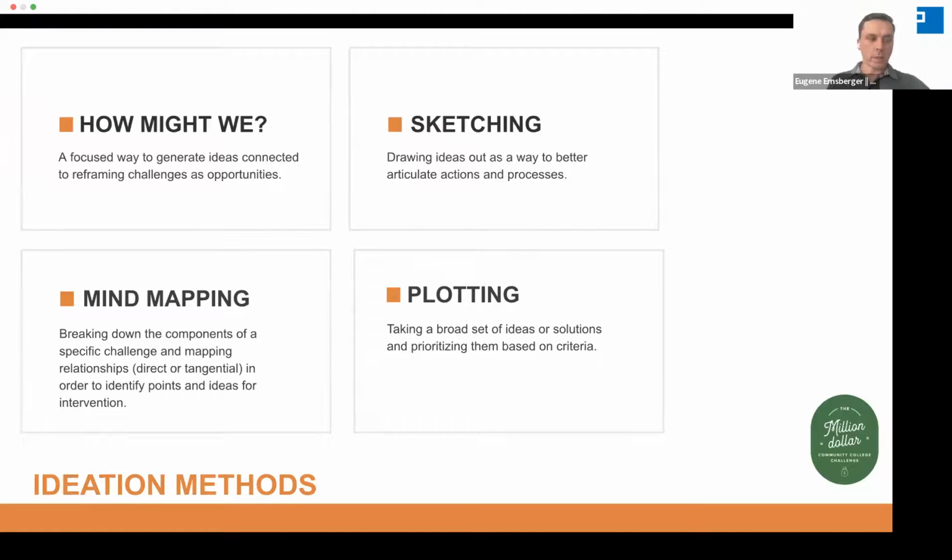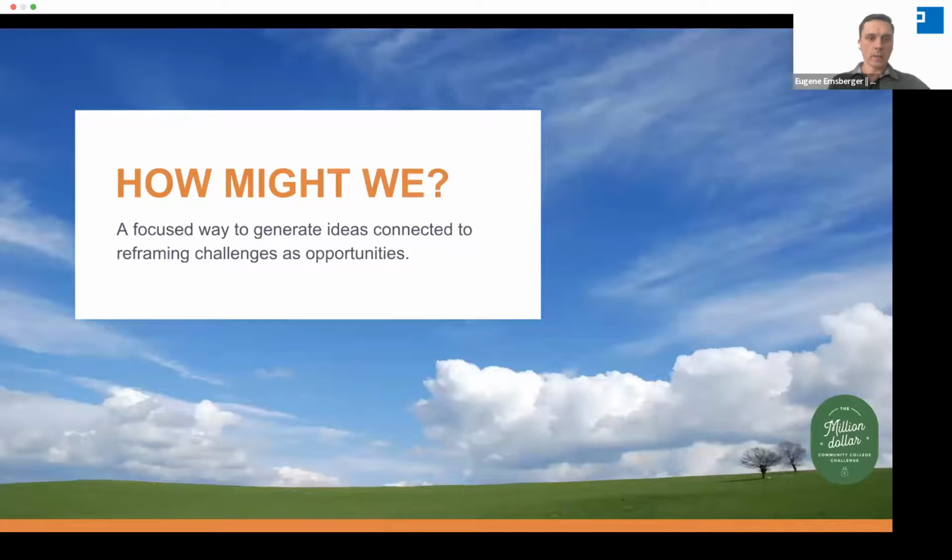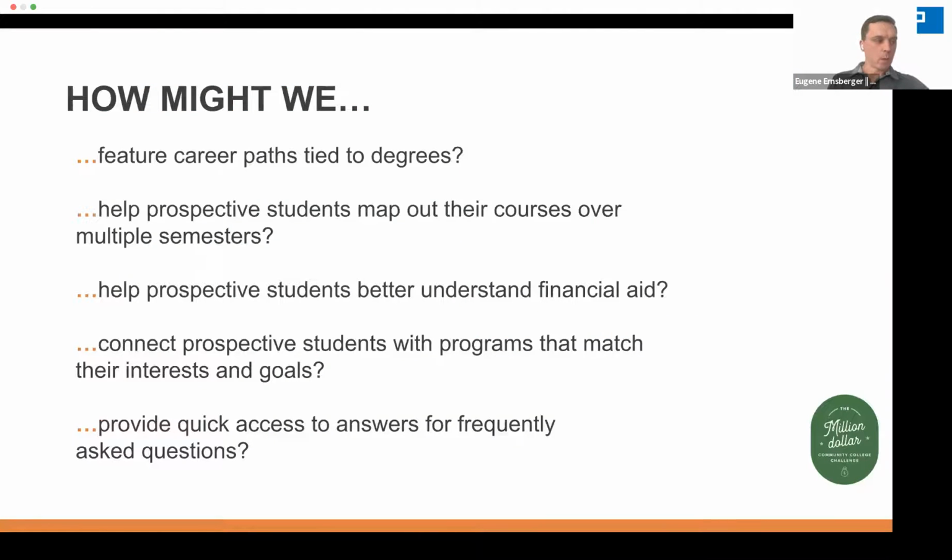So here we have a few ideation methods. We'll explore a couple of these, starting with how might we. This is an exercise that provides a focused way to generate ideas connected to reframing challenges as opportunities. So at this point, we are diverging again. We are coming up with as many ideas as possible. And we're going to start that process by reframing the question with this beginning phrase, how might we? That opens the door, just that word might, as we address things like how might we feature career paths tied to degrees.